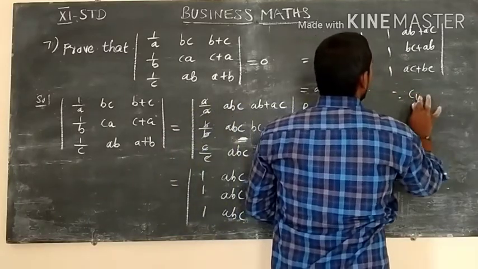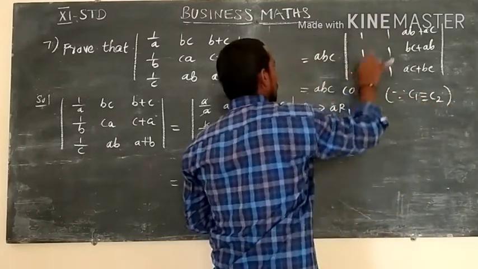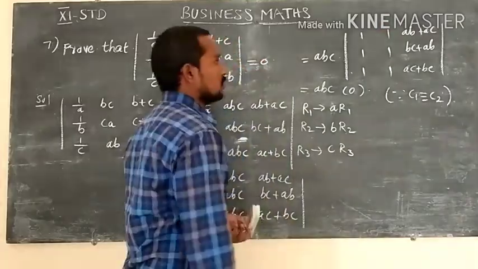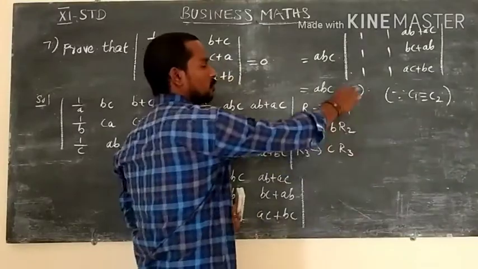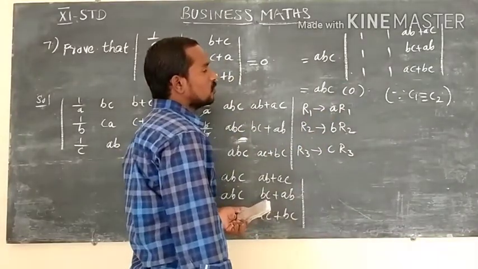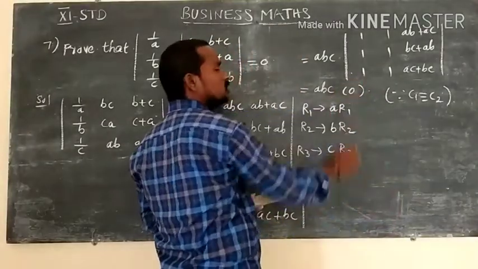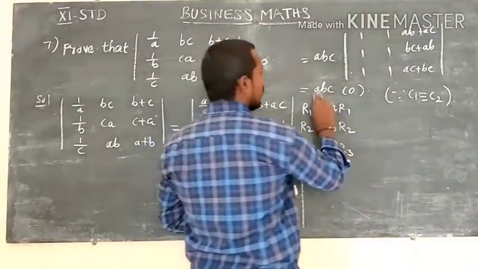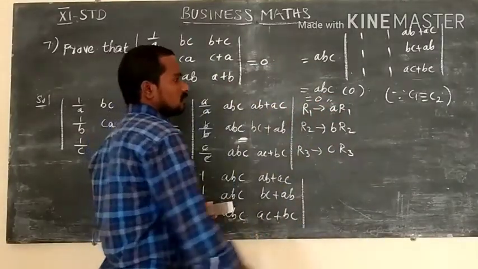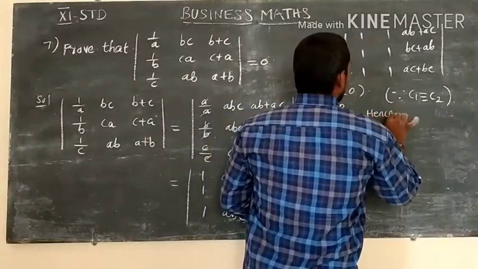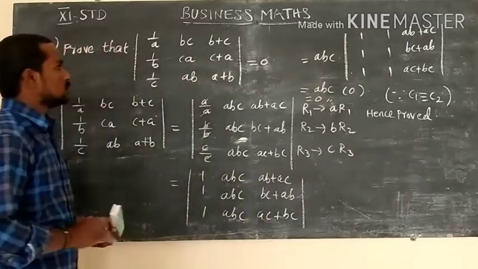Since C1 is congruent to C2, column 1 and column 2 have equal elements. So in this case the determinant value is 0. This is one of the properties: when two columns are identical, the determinant value is 0. So 0 into ABC equals 0. Hence we prove the RHS. Have you understood?